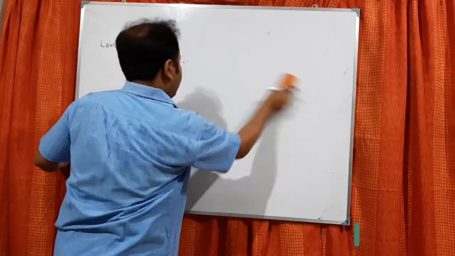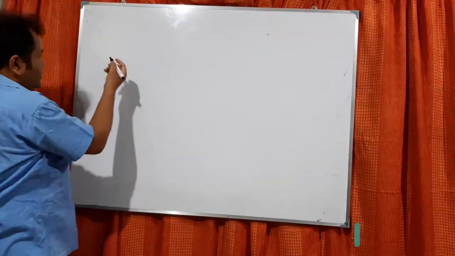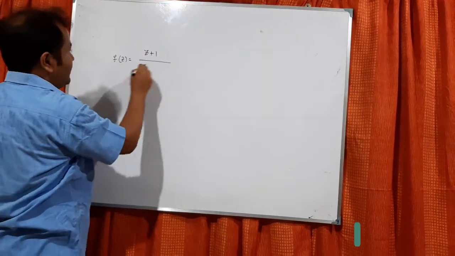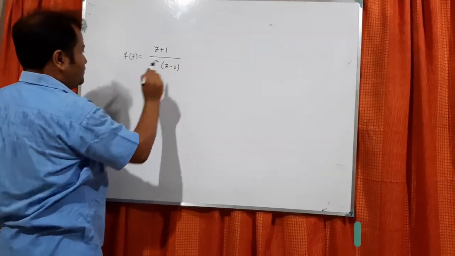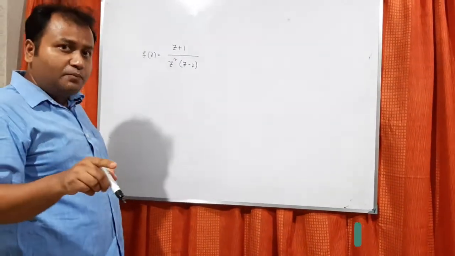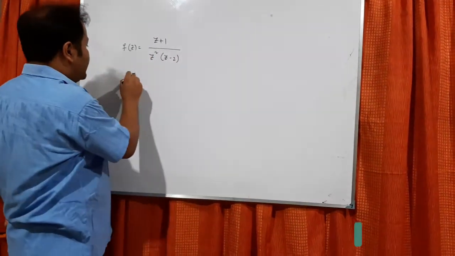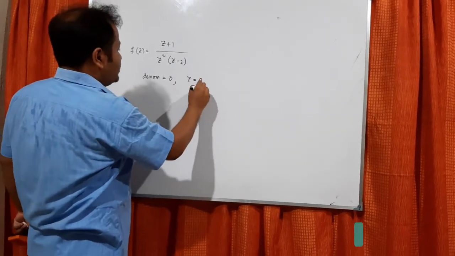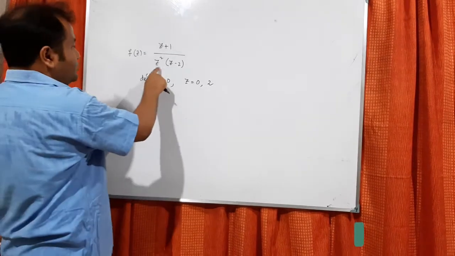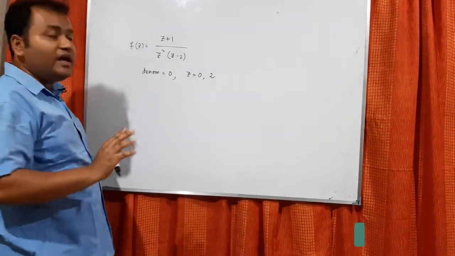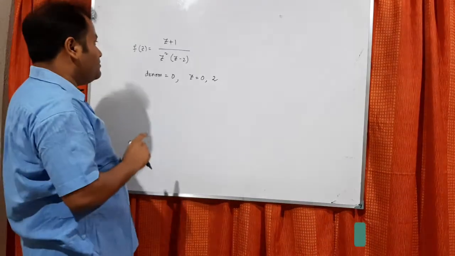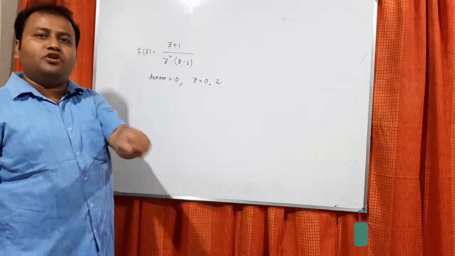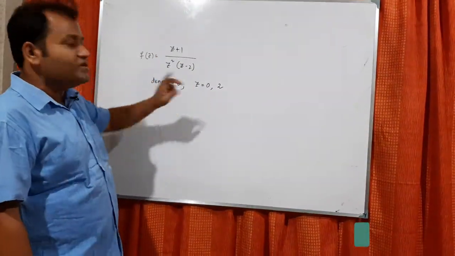So commonly, for a rational function, say f(z) equals (z plus 1) divided by z square into (z minus 2), when you need to find the singular point, what you have to do is make the denominator 0. So that will give you z equals 0 or 2. So there may be two singular points where the function will not be differentiable. Always remember, whenever you have to find a singularity or singular point, 99% of the time you have to make the denominator 0.